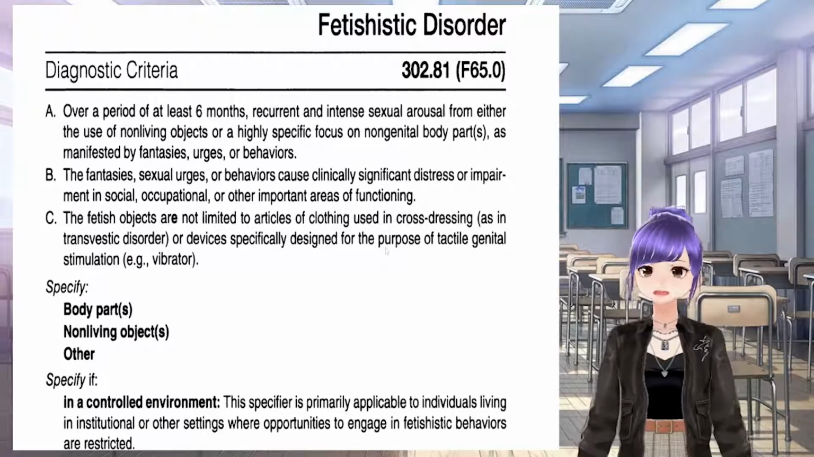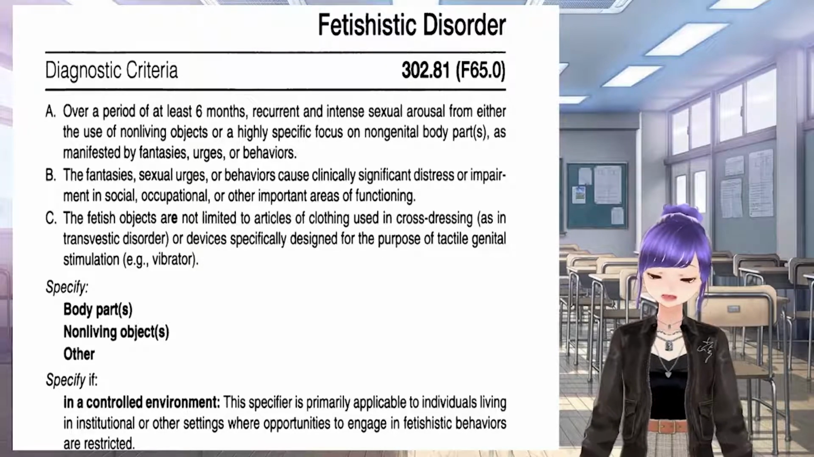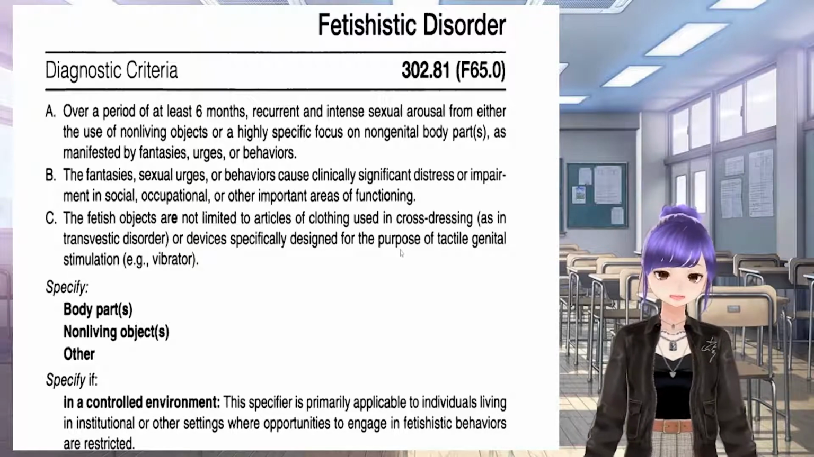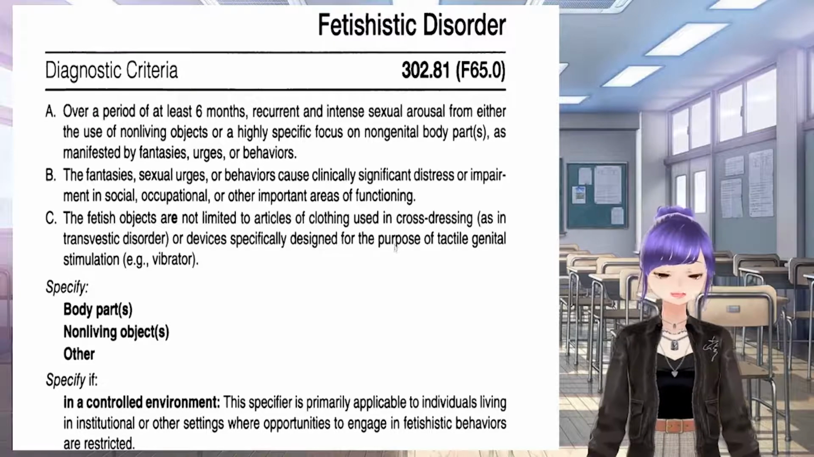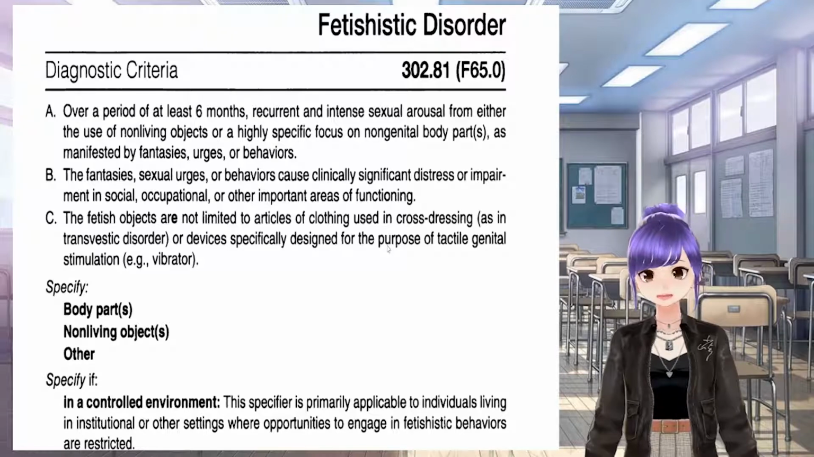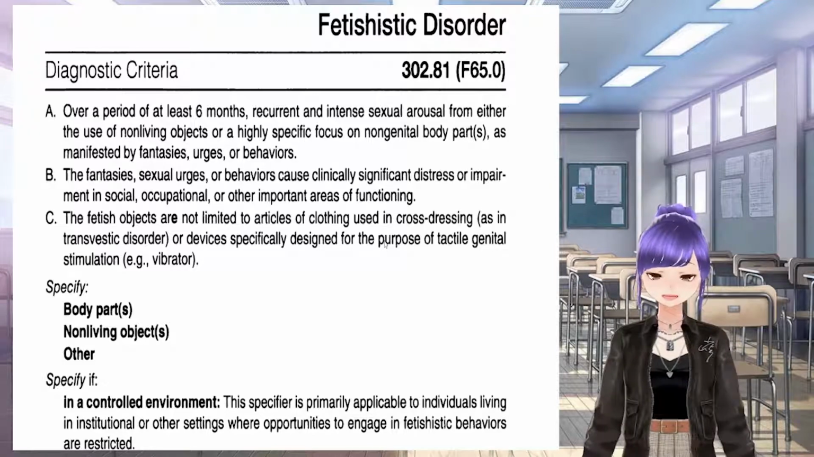Fetishistic disorder: over a period of at least 6 months, recurrent and intense arousal from either the use of non-living objects or a highly specific focus on non-genital body parts as manifested by fantasies, urges, or behaviors. The fantasies, sexual urges, or behaviors cause clinically significant distress or impairment in social, occupational, or other important areas of functioning. The fetish objects are not limited to articles of clothing used in cross-dressing, as in transvestic disorder, or devices specifically designed for tactile genital stimulation, such as vibrators. So specify if it is a body part, non-living objects, or other.